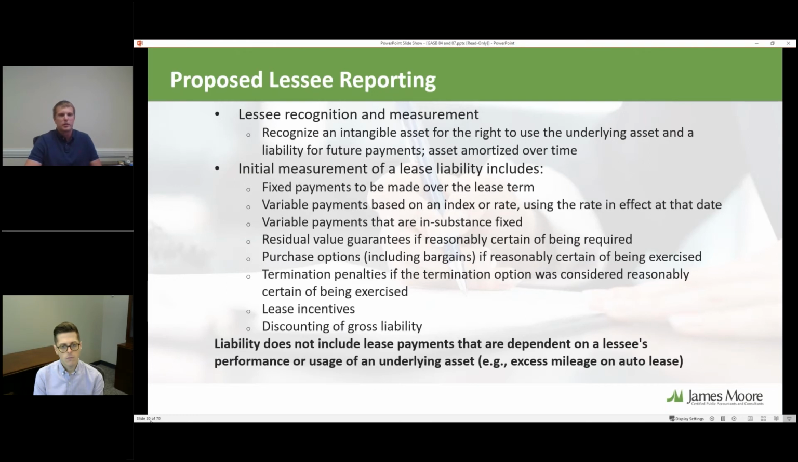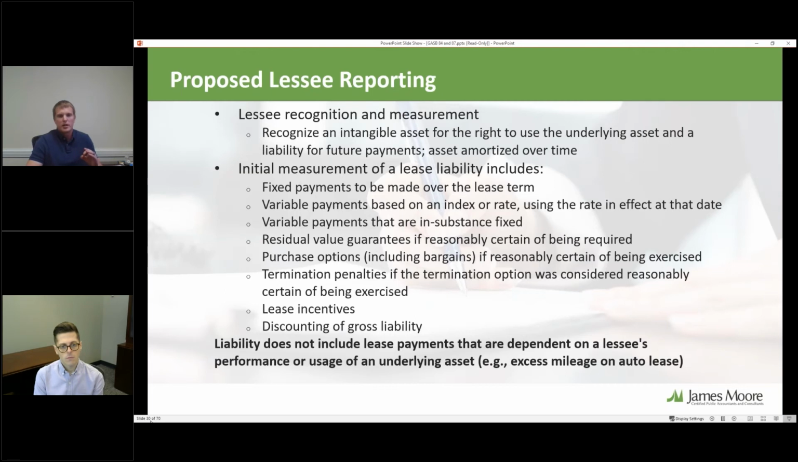So initial measurement of the lease liability is going to include any fixed payments to be made over the lease term, any variable payments based on an index or rate, any variable payments that are in substance fixed, any residual value guarantees if they're reasonably certain of being required, any purchase options if they're reasonably certain of being exercised, and any termination penalties, if the termination option was considered reasonably certain of being exercised at the time of lease inception, less any lease incentives, or discounting of the gross liability.